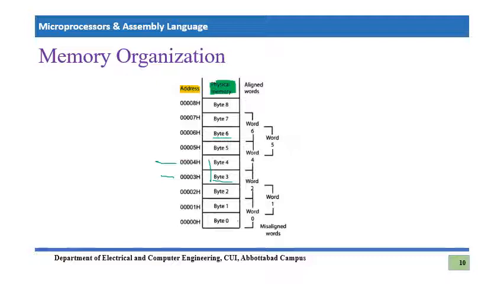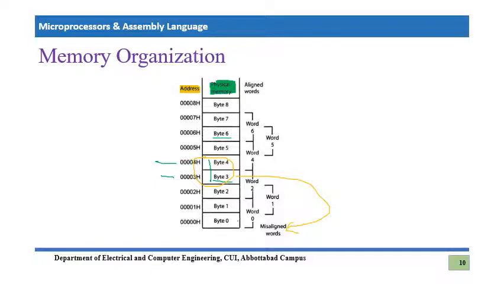this complete word is going to fall in the category of misaligned words. Why? Because byte 3 is the least significant byte, since it is stored at the lower address, and this lower address is what? Odd address. So that means it is an odd address boundary, and whenever the information is stored at the odd address boundary, the complete word goes to the misaligned word. I hope you understand the concept.